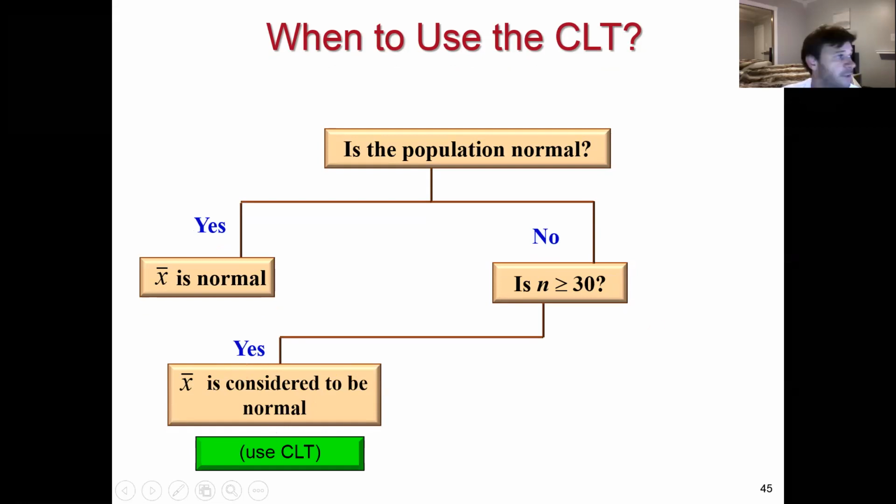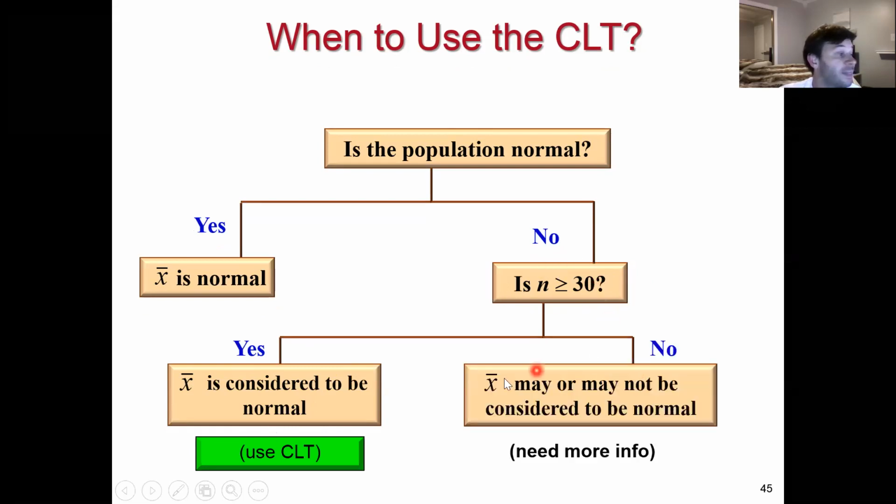However, if the answer to this question, n greater than or equal to 30, is no, then the sampling distribution may not be considered normal, and we're going to need a little bit more information. We're actually going to use a slightly different distribution to capture that situation, known as the student t-distribution, but you'll see more on that in the coming segments.